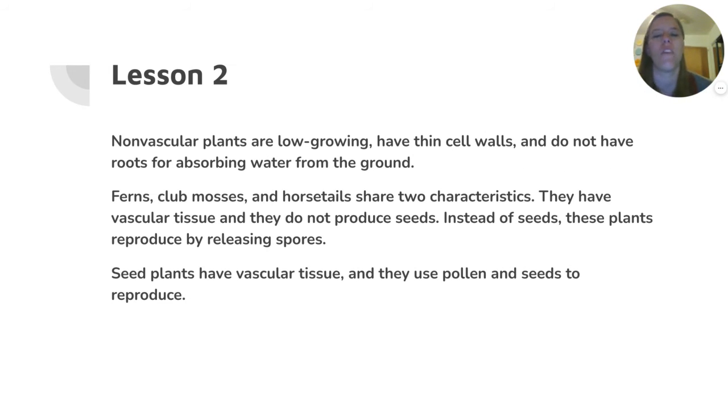Lesson 2, non-vascular plants are low-growing, have thin cell walls, and do not have roots for absorbing water from the ground. Ferns, club mosses, and horsetails share 2 characteristics. They have vascular tissue and they do not produce seeds. Instead of seeds, these plants reproduce by releasing spores. Seed plants have vascular tissue and they use pollen and seeds to reproduce.